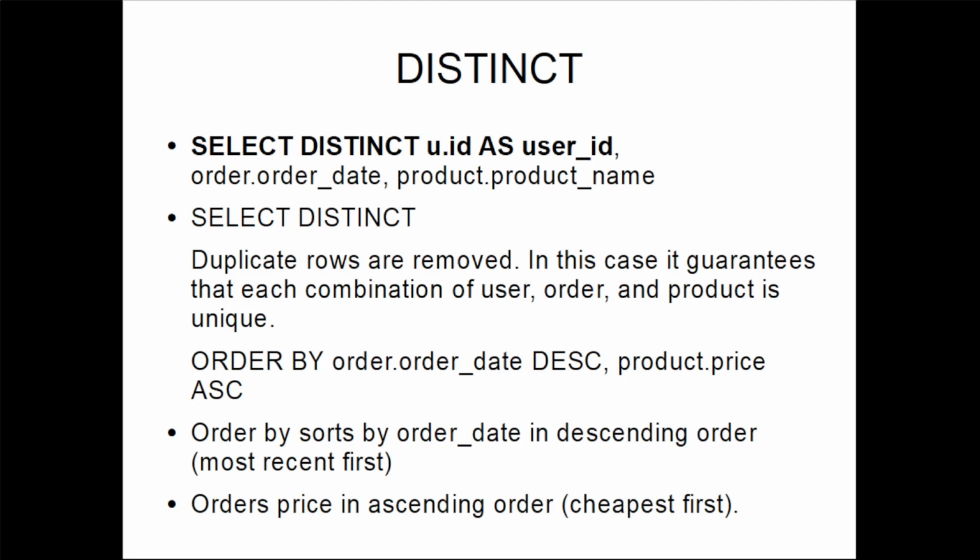This is particularly important when joining multiple tables, as the combinations of data might cause repeated rows. Using distinct guarantees that we get unique combinations of user, order, and product. The column alias user_id instead of just ID makes the output more readable.